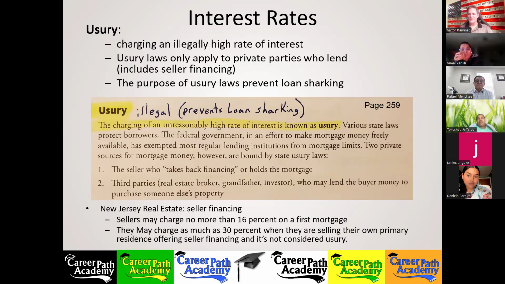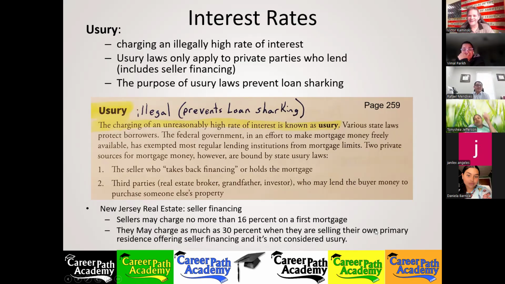Now, do you want to know what the state of New Jersey considers not to be loan sharking? What percentage do they consider an acceptable interest rate? I've got it right here at the bottom of the slide. In New Jersey, with seller financing, sellers can charge no more than 16% interest on the first mortgage. However, if they're selling you their primary residence, they could charge you as much as 30% and it's not considered loan sharking. 30% interest is not loan sharking.